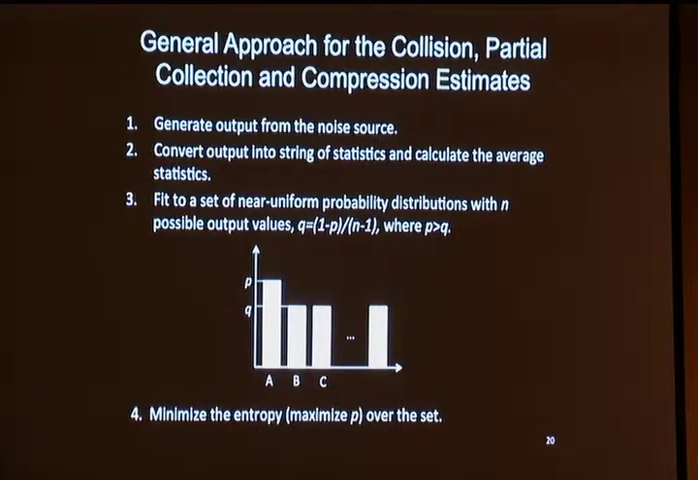In a near uniform distribution, all of the sample values have the same probability except one sample value. Here, sample A has probability P, and the rest of the sample values have probability Q. Here, P is assumed to be larger than Q, of course. And then we're trying to minimize entropy, and we're trying to find the p-value using the calculated test statistics.